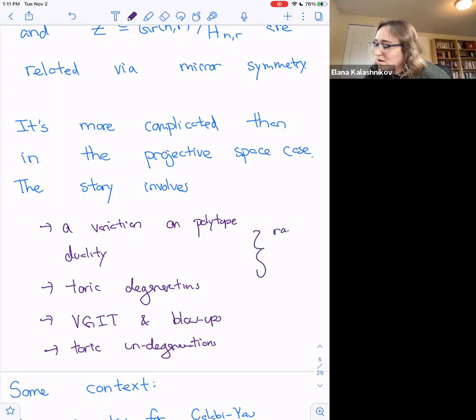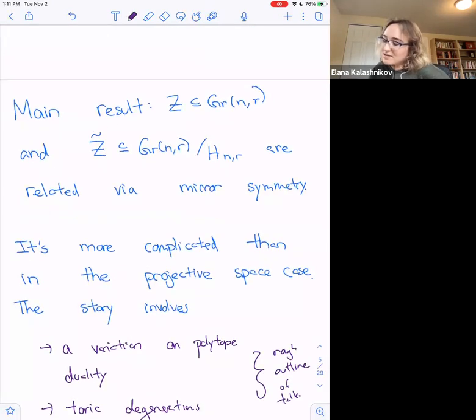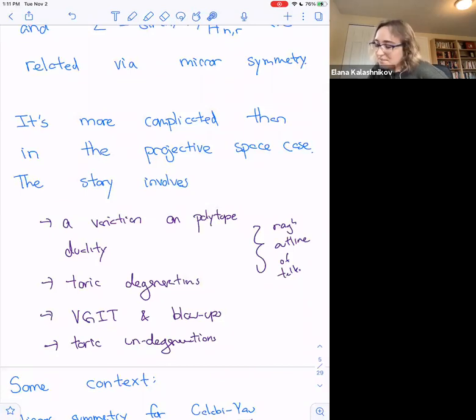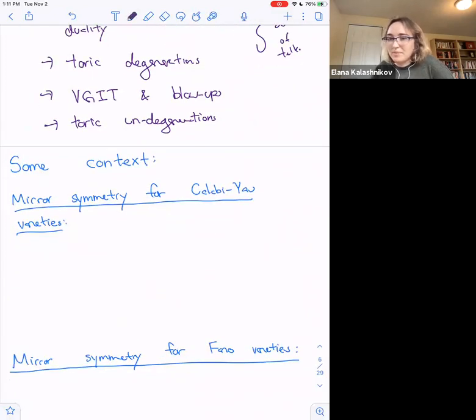So this is going to be a rough outline of my talk, actually. It'll take me about till the end of my talk to really explain what this main result is saying precisely, how these two Calabi-Yau varieties are related via mirror symmetry. And I'll talk about each of these ingredients in the order that they are here. So before I do that, let me just give some context, just to make sure we're on the same page here.